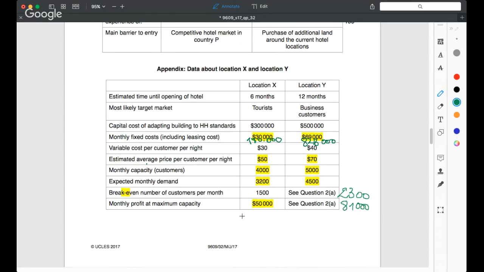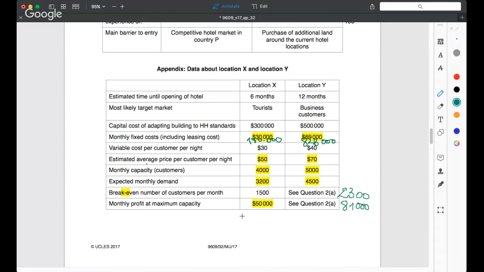Obviously the payback period is better. Yes, but it's just 1 month. But only by a month. Yes, by a month. And then after this month, what is going to happen? This is what is interesting. You have to take into account, at maximum capacity, what the monthly profit could be. And that's quite interesting because although location X has a smaller payback period by a month, it has a smaller profit. A maximum capacity of 50,000, whereas with location Y, there's a maximum profit of 81,000.